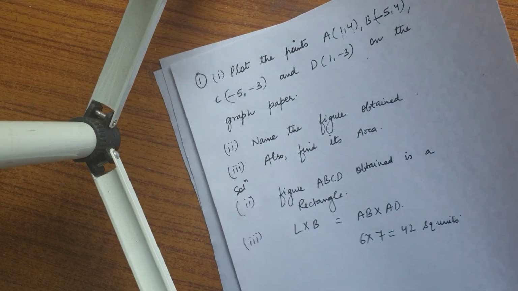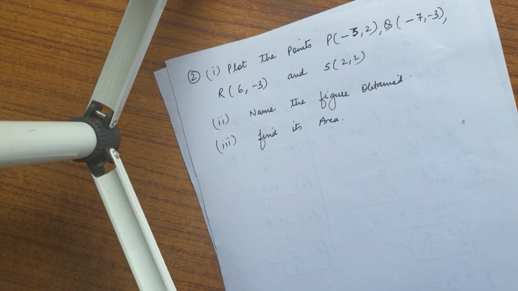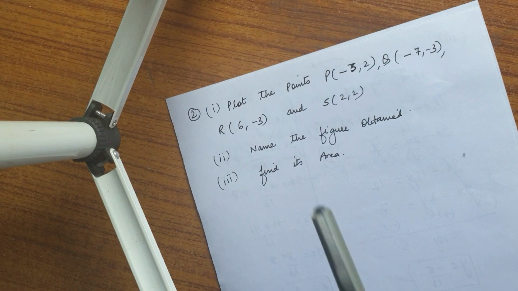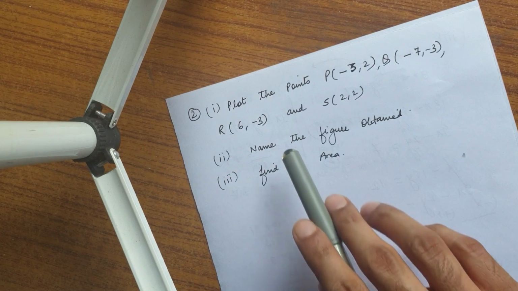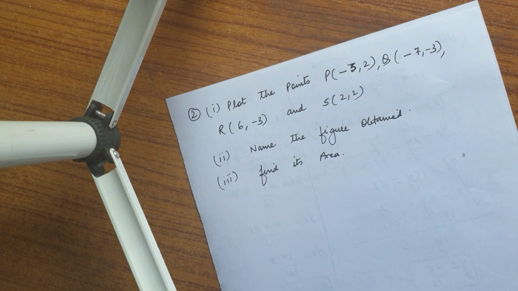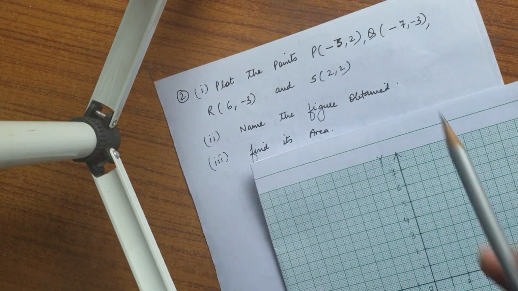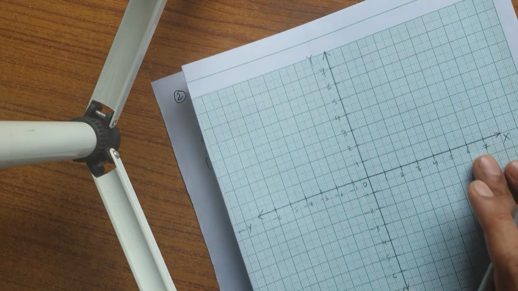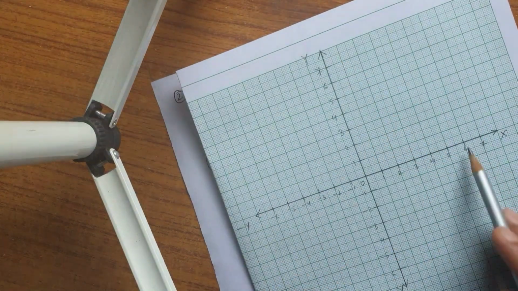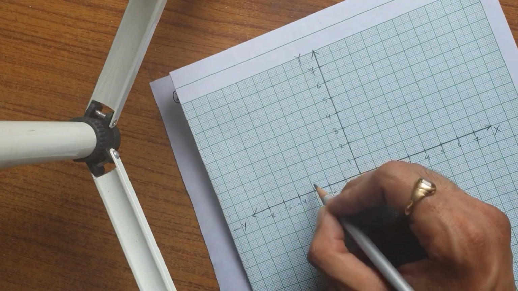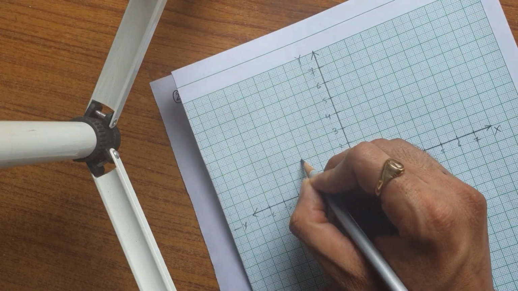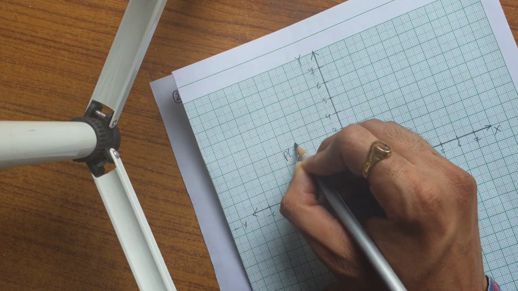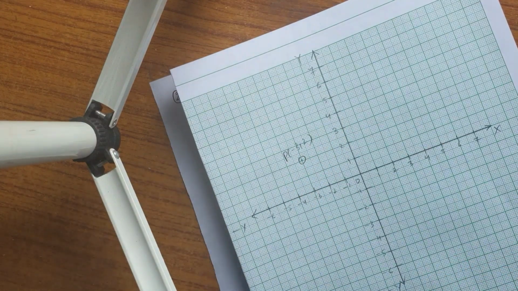Okay children. Now the second question. The question is: plot the points P (-3, 2), Q (-7, -3), R (6, -3) and S (2, 2). Name the figure obtained and find its area. So the first point is P, that is (-3, 2). It is your Cartesian plane, x axis, y axis. So x is minus 3, y is 2. So this point is P (-3, 2).